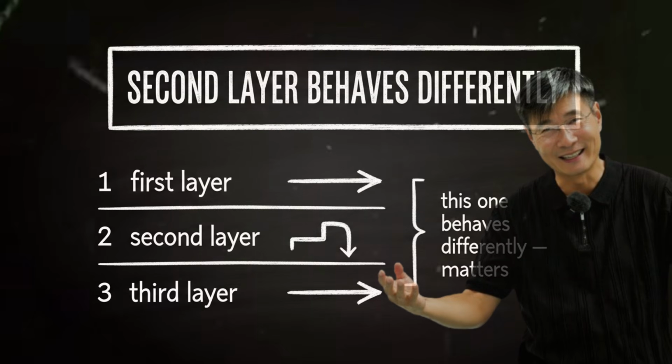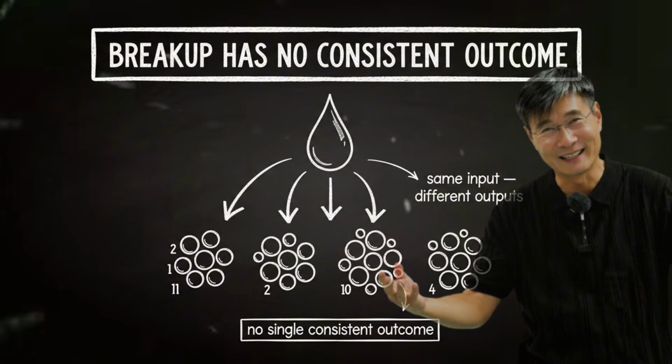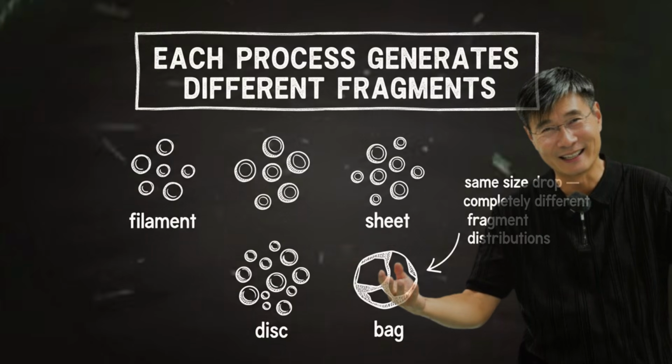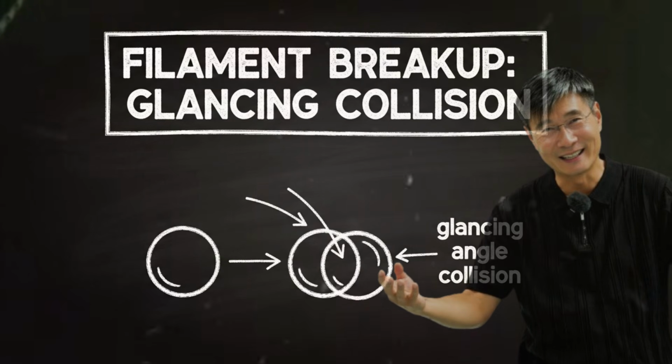The second layer, and this one behaves differently from the first and third in a way that matters, is that breakup is not a single mechanism producing a consistent outcome. It is at least 4 distinct physical processes, each generating a completely different distribution of fragment sizes.